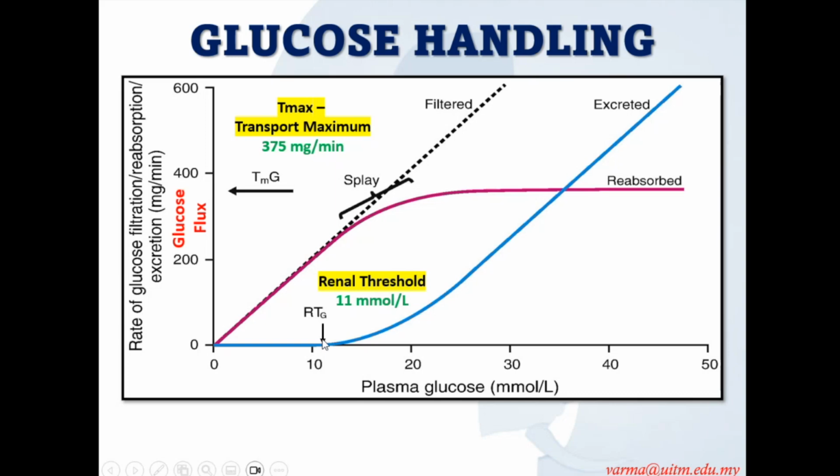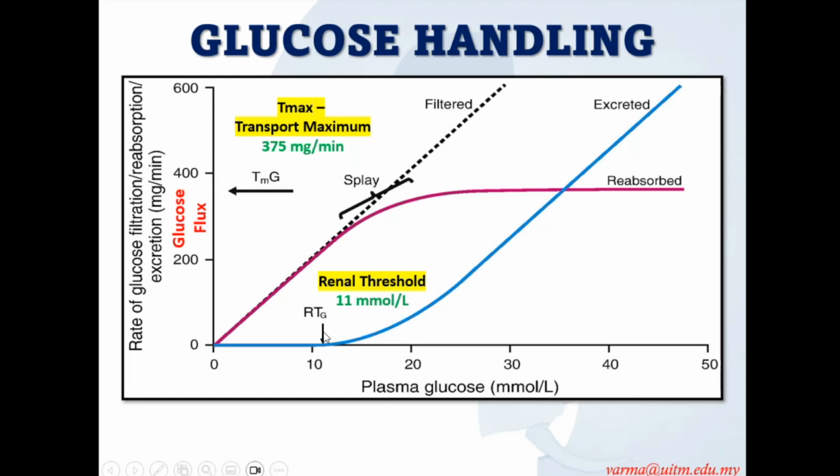If your serum glucose is less than 11 millimole per liter, this dashed line is the filtered glucose at your glomerulus. We know everything that glucose that is filtered will get reabsorbed. So if your serum glucose is 11 millimole and lesser, whatever is being filtered will get reabsorbed. This line, filtered will get reabsorbed.